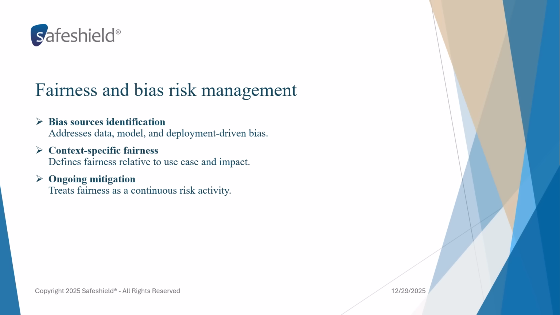Effective fairness risk management begins with contextual understanding. Different use cases involve different populations, decision consequences, and legal or ethical expectations. What constitutes acceptable performance in one context may be unacceptable in another. Organizations must therefore define fairness criteria that are specific to the AI system's purpose and impact rather than relying on generic metrics. The framework encourages organizations to identify affected individuals and groups early in the life cycle.